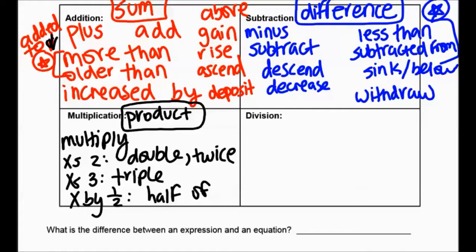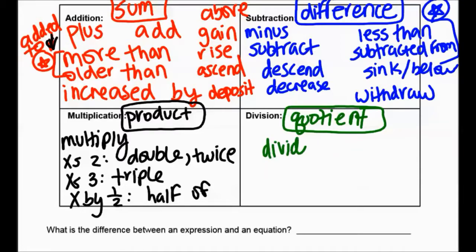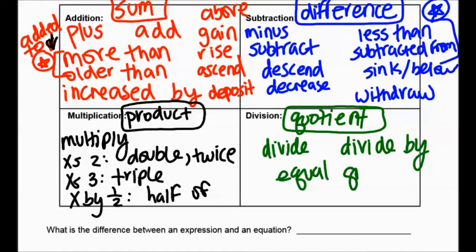For division, we have our word quotient, which is the answer to a division problem. And then other things that are going to tell us to divide. We could just have divide or divide by. I don't think we'll see it, but you might know at some point, or randomly see equal groups. That's basically what division is. We're putting that number into equal groups.